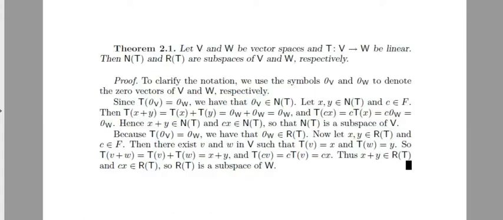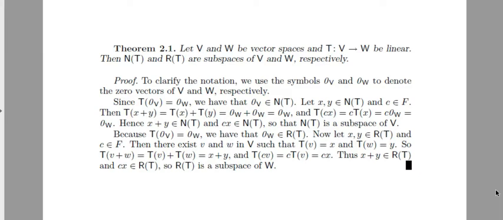Now let us see this theorem: when V and W are vector spaces over field F and T from V to W is a linear map, then N(T) and R(T) are subspaces of V and W respectively. Now we use the symbol 0V to denote the 0 element of vector space V and 0W to denote the 0 element of vector space W. Now T of 0V is mapped to 0W. So 0V belongs to kernel T, N(T).